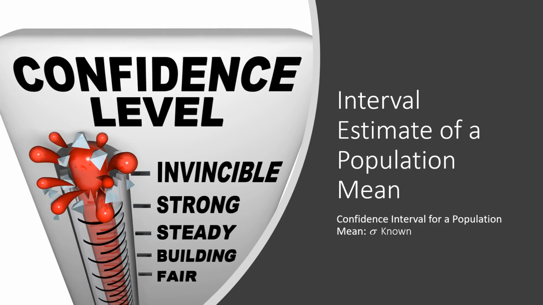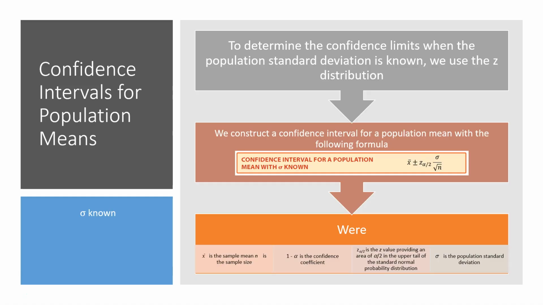So now let's go into the interval estimate of a population mean, and for now we're really just going to focus on the situation of sigma known. Typically we know the population standard deviation when we have a long history of collected data. So knowing the population standard deviation is going to allow us to use the standard normal distribution.